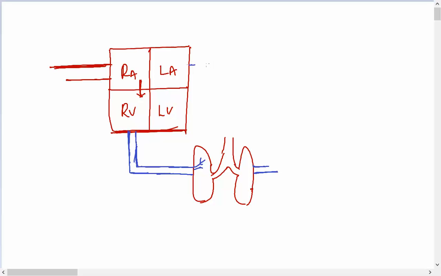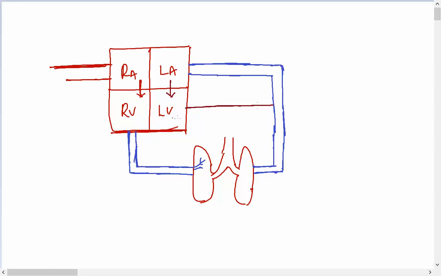and it goes to the left atrium. Then the blood enters from the left atrium to the left ventricle. Then it goes to the aorta.